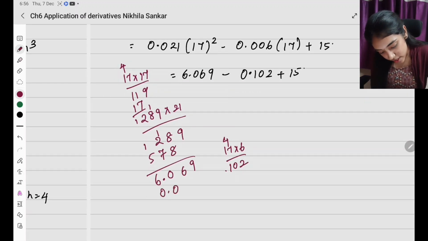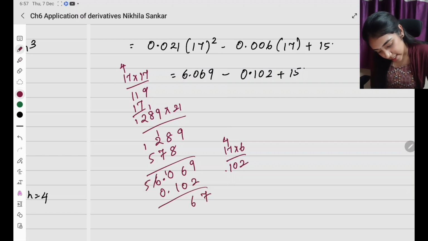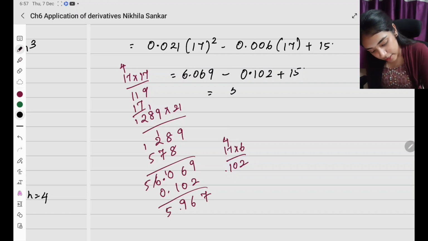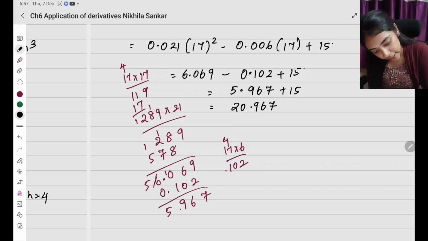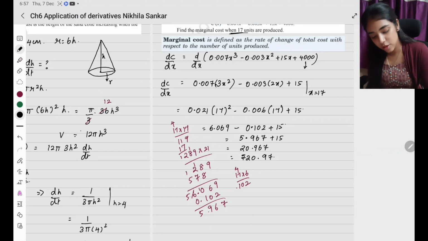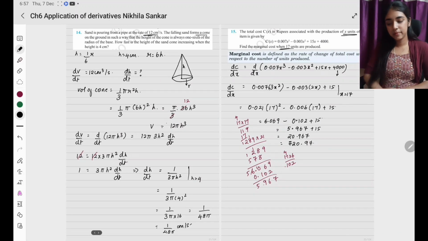So 6.069 minus 0.102, which is going to be 7, 6. Then cancel, I have 9, 5. So it's going to be 5.967 plus 15 is going to be 20.967. When I round this off, I have 20.97. And this is in terms of rupees. Okay, please copy.